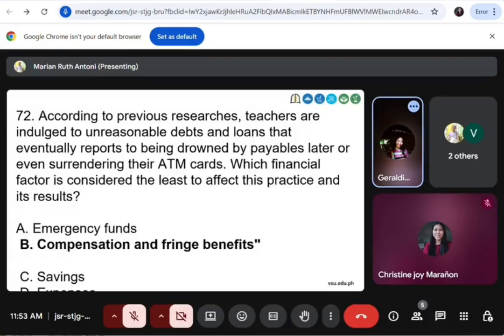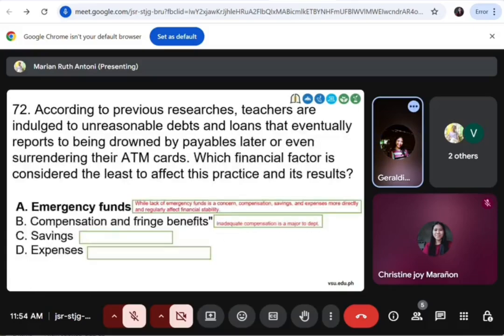So the correct answer is letter A, emergency funds. So why is it the correct answer? While lack of emergency funds is a concern, compensation, savings, and expenses more directly and regularly affect financial stability.